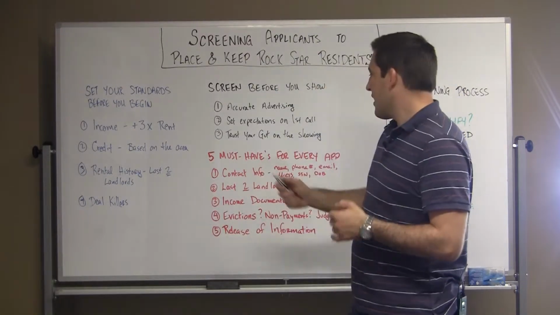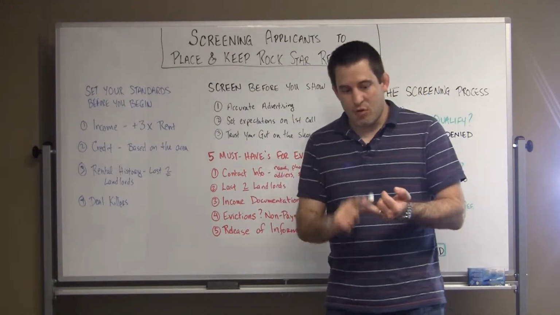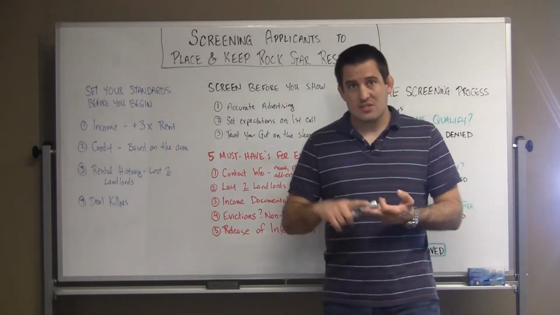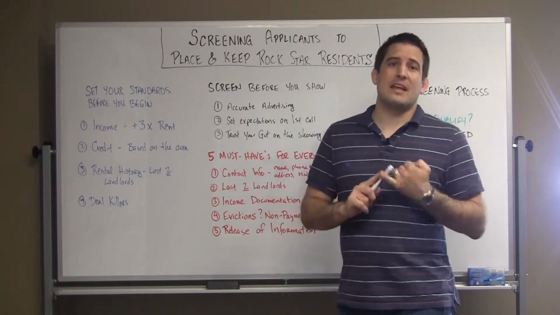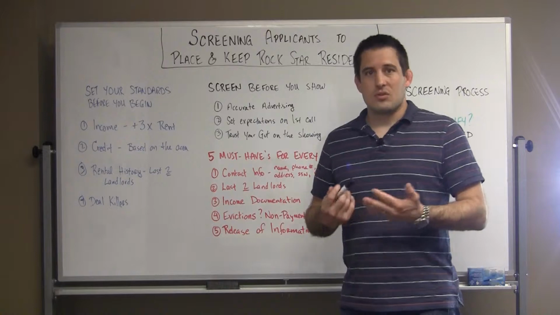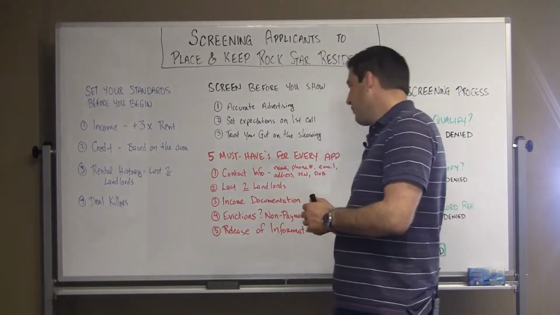Number 1, contact information. This seems pretty self-explanatory. You need their name, their phone number or phone numbers. You need their current address, their email address. You also are going to need their social security number and the date of birth. The date of birth and social security number are going to be essential to running a background screening for credit and criminal history. So you need that information.